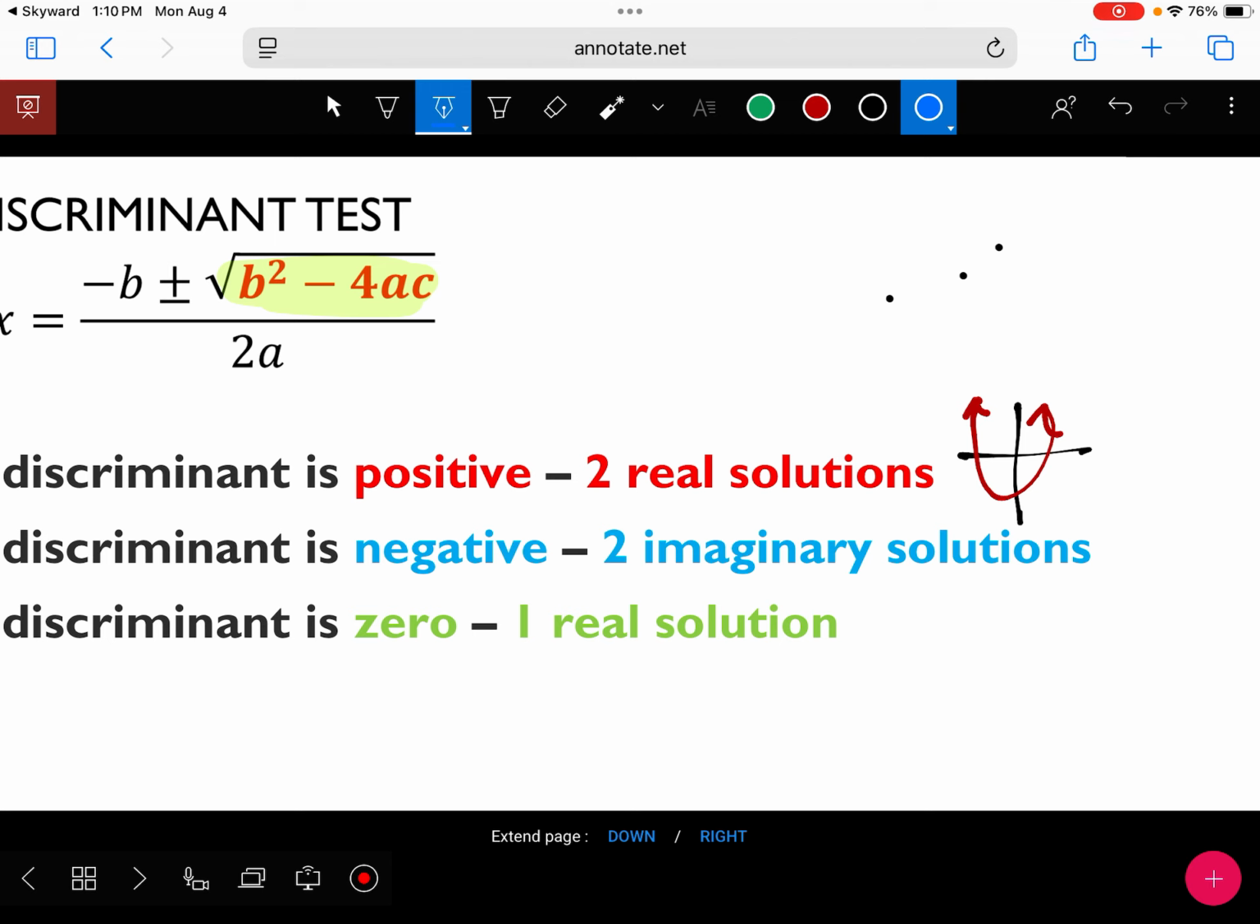Two solutions. If I get a number that is negative, that means that my parabola does not touch the x-axis. It does not touch it. And if I get the number 0, that means that it touches it, but it doesn't go through it. It looks like it's sitting on top of the parabola.